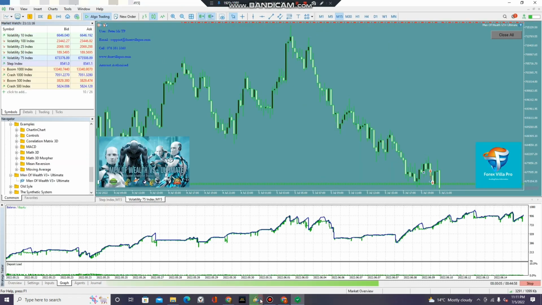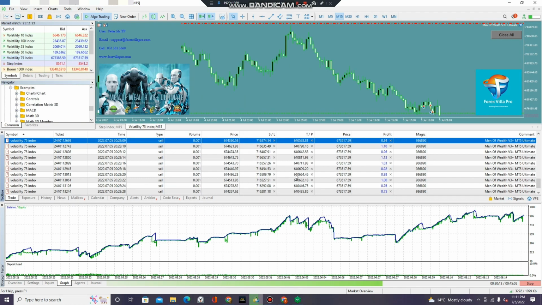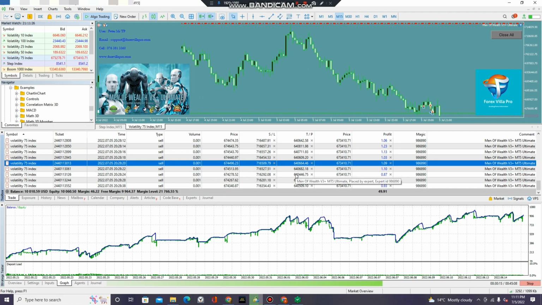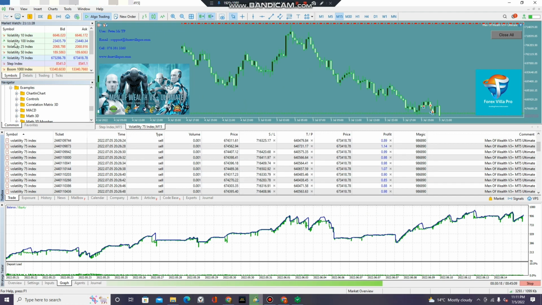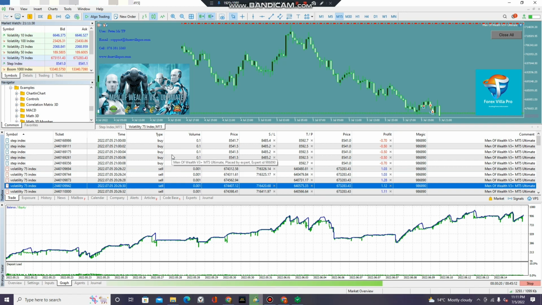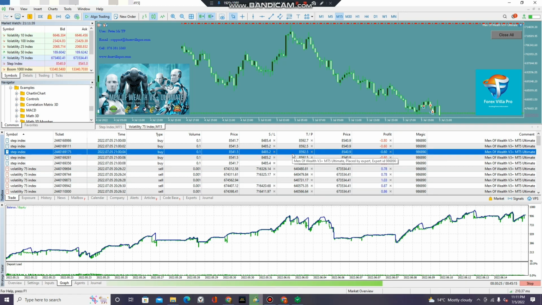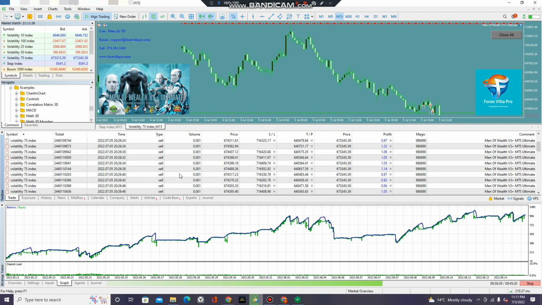And let's have a look at our graph over here. It seems like those trades are in profit now. Just like I told you, 49 USD. And this is a simulation account, guys. Don't think this is my real account. This is a simulation account on the step index, just to showcase to you how the system works.